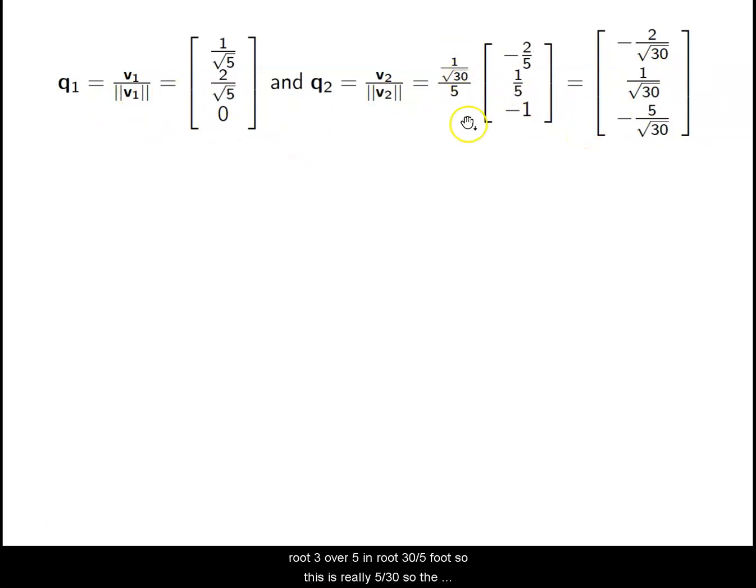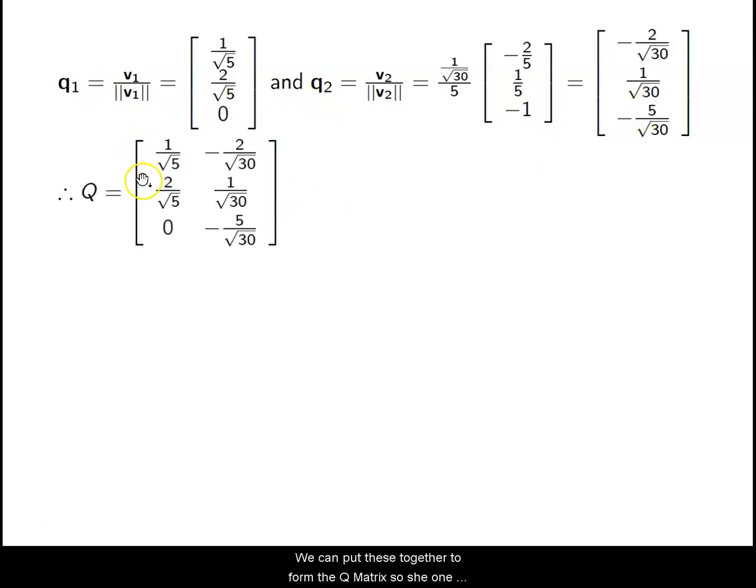So when I multiply in 1 over root 30 over 5, the root 30 over 5 flips, so this is really 5 over root 30. So the 5's cancel on both of these, and then you get 2 over root 30, negative 1 over root 30, and then this is negative 1, so you multiply that times the 5 over root 30, and this is what we have. Okay, so now we have my Q1 and my Q2. We can put these together to form the Q matrix. So Q1 is here, Q2 is here. They are orthogonal to each other, and they are both normalized, so they both have a length of 1.